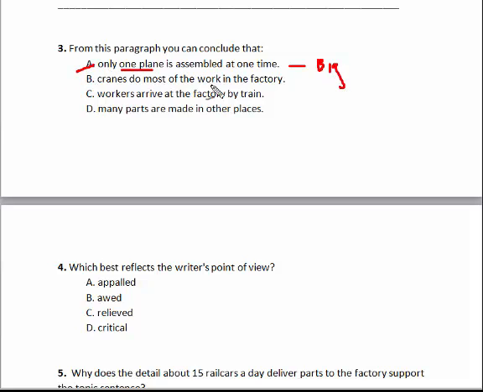B, cranes do most of the work in the factory. No, that's not true. It says cranes do overhead work, so that's what's called a distortion. They're twisting the words around on you, kids. C, workers arrive at the factory by train. No, that's a distortion as well, and it said that the parts arrive by train, not the people, so that one can be crossed out. Answer choice D says many parts are made from other places, and that is the correct answer. Why? Because they come from 15 train cars each day. Let's go ahead and scroll down to number 4.